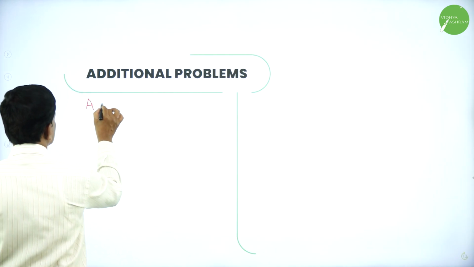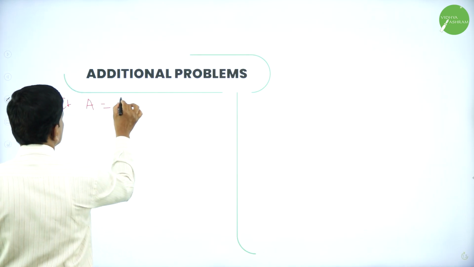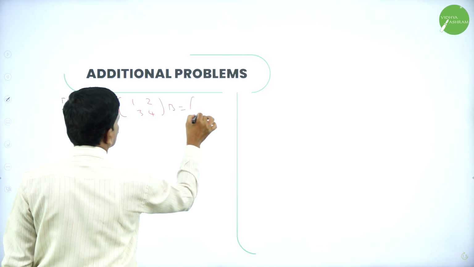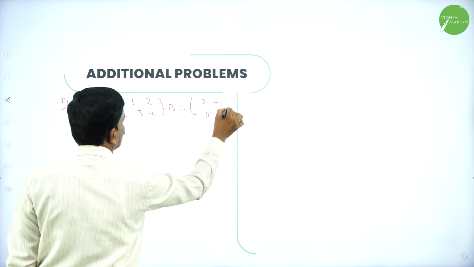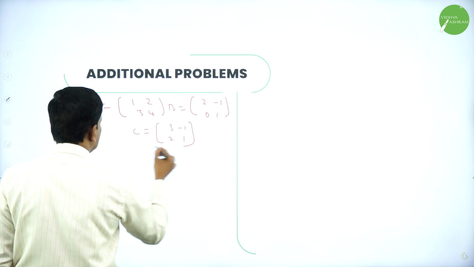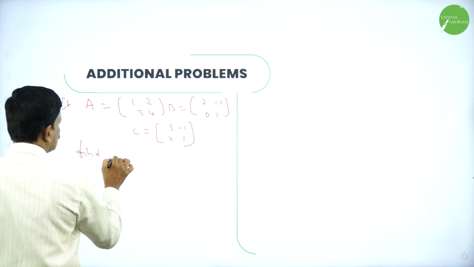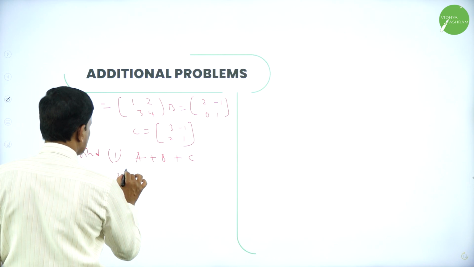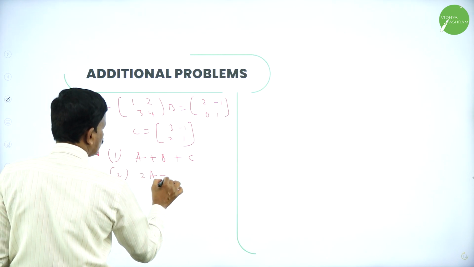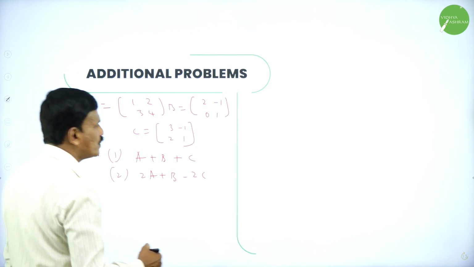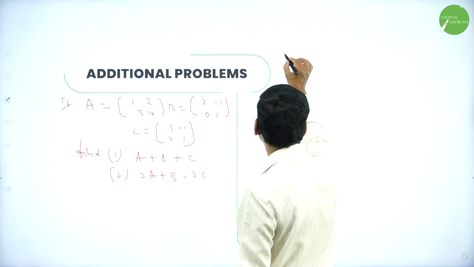Suppose A is equal to [1, 2; 3, 4], B is equal to [2, -1; 0, 1], C is equal to [3, -1; 2, 1]. Find first, A plus B plus C. Second, 2A plus B minus 2C. Now let us take the first one. I will solve the first one.